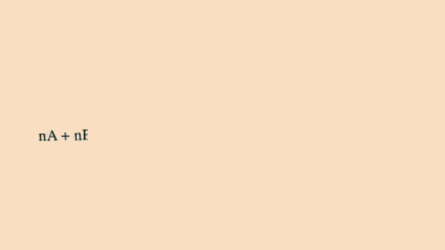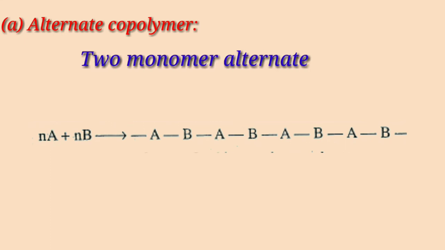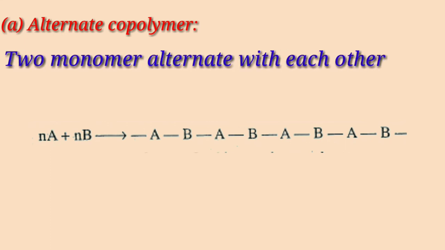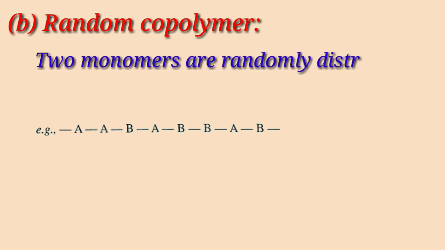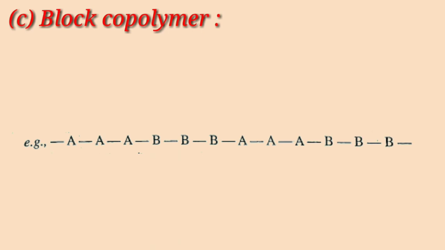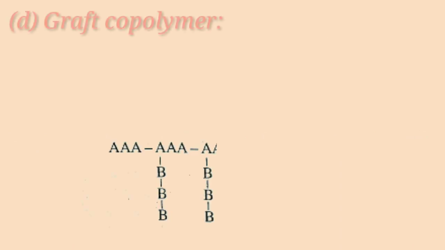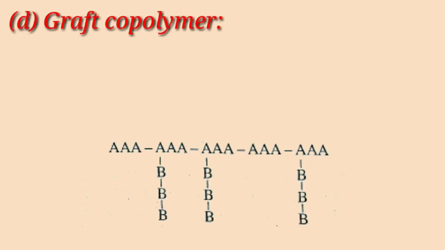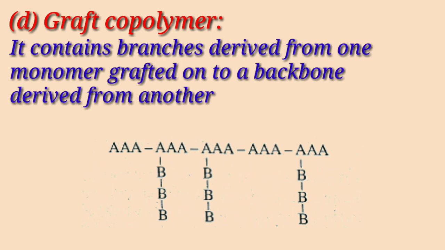They are as follows. First is alternate copolymer. In an alternate copolymer, the two monomers alternate with each other. Second is random copolymer. In this copolymer, the two monomers are randomly distributed. Third is block copolymer. In this copolymer, the two monomers are placed in the form of blocks. And fourth is graft copolymer. In a graft copolymer, it contains branches derived from one monomer grafted onto a backbone derived from another.